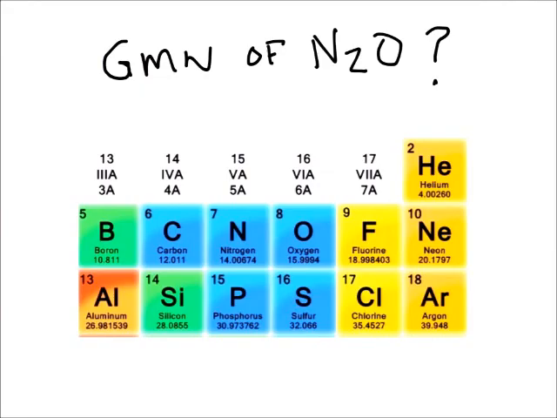Now what's the gram molecular weight of nitrous oxide? Nitrous oxide actually has 2 elements. One is nitrogen, and the other one is oxygen, right side by side. Nitrogen has an approximate atomic weight of 14, and oxygen, as we stated before, has an atomic weight of approximately 16.